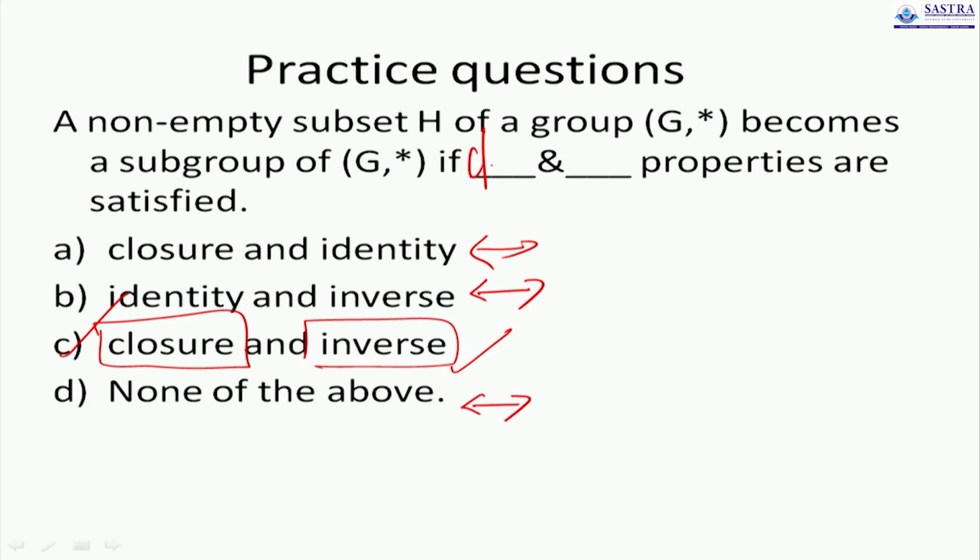So one condition that you will have to look out for is the closure property, the other one is the inverse property. There is an inverse for every element. Any non-empty subset which is also closed will easily become a subgroup.